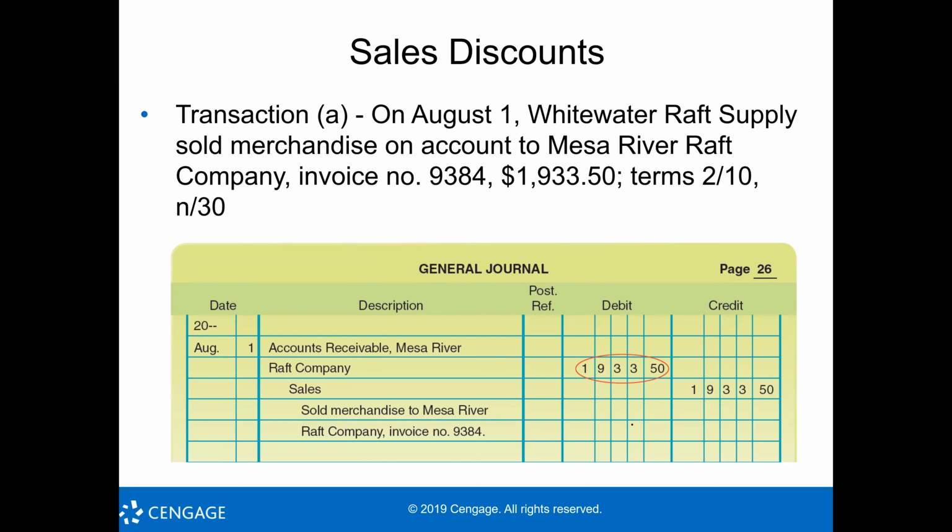Here's an example of a sales transaction, and we've seen this one before. On August 1st, Whitewater Raft Supply sold merchandise on account to Mesa River Raft Company. Invoice number 9384, $1,933.50, terms 2/10 N/30. The journal entry to record the sale we've seen before. We're debiting accounts receivable, we're crediting sales revenue. In this case, I like to call it sales revenue, right? So we know that's our revenue account.